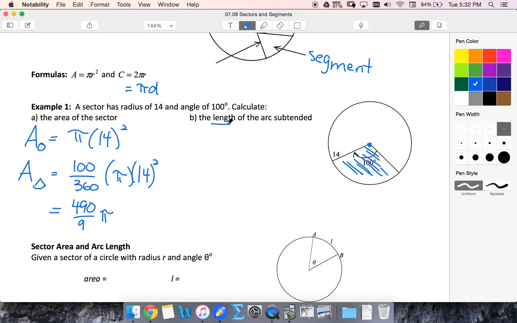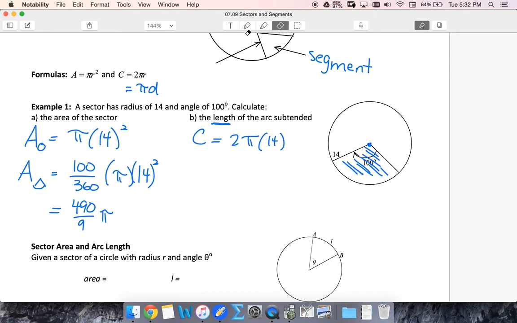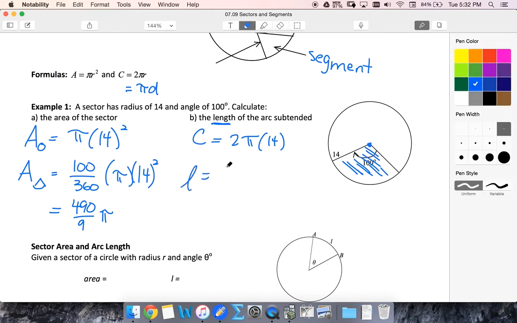Now I want the length of the arc subtended. So we know that the arc subtended would be 100 degrees, but now its actual length, if we're measuring in terms of our radius, well, we know that the circumference is 2 pi times 14, and I want just a fraction of that circumference. So we call that the length. So same thing, we want 100/360ths of the length.